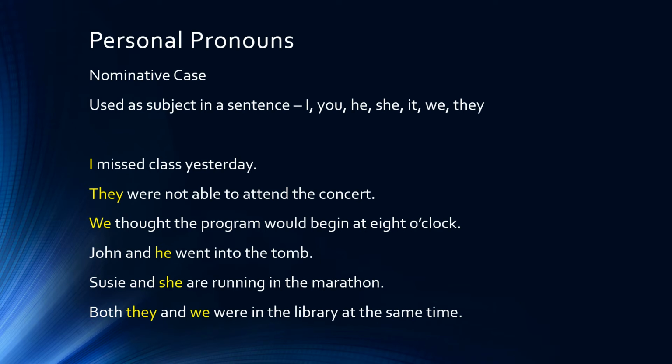We thought the program would begin at 8 o'clock. We is the subject of the sentence, a personal pronoun. John and he went into the tomb. So in this, we have a compound subject, John and he. And the he is a personal pronoun in reference to someone other than John.